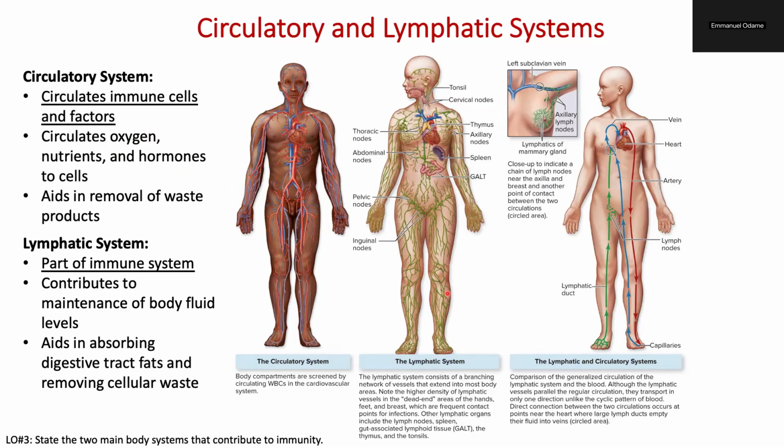And then next to it is the lymphatic system. The lymphatic system is part of the immune system. Its main goal is to contribute to the maintenance of bodily fluid. Just as the circulatory system is circulating immune cells and providing oxygen and other things, the lymphatic system is maintaining your bodily fluid, making sure you have enough fluid in your body. It also helps in the defense mechanism by absorbing digestive tract fat and removing cellular waste, which you already have in your body.